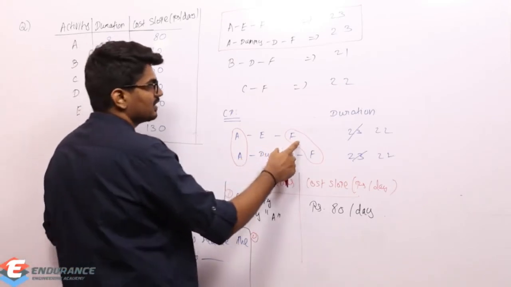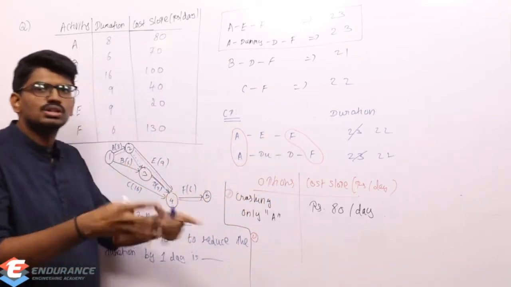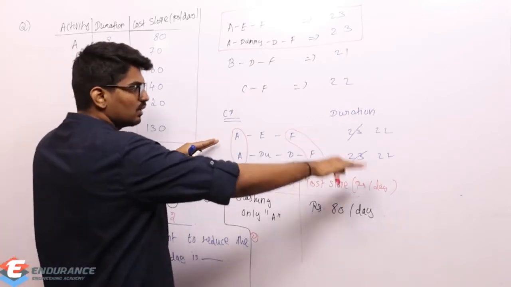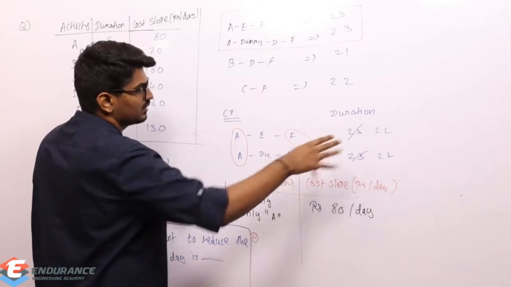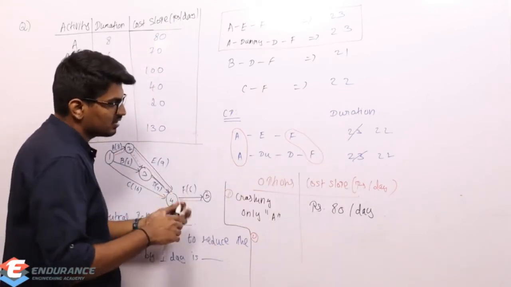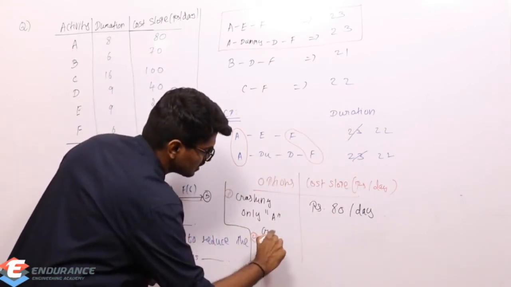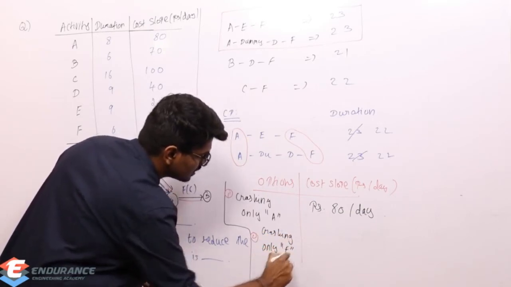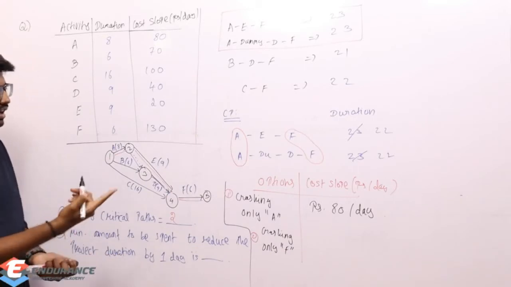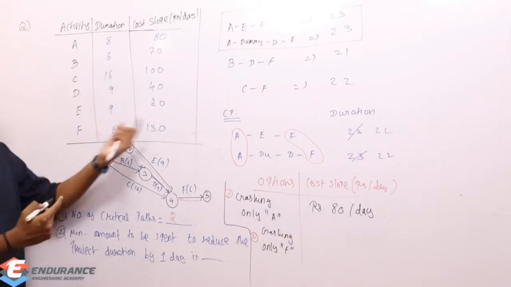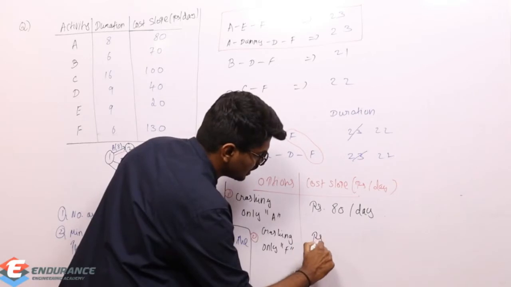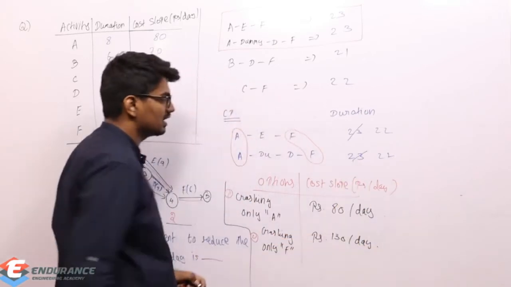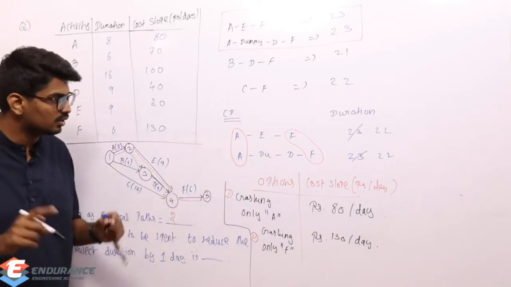And if I crash F, then automatically both the paths will get crashed, right? So the project duration along this path will also get decreased. So the second option which is available is crashing only F. Okay, so what about the cost slope? F cost slope was 130, rupees 130 per day. So if I am going to crash F, then it's going to cost me 130 rupees.